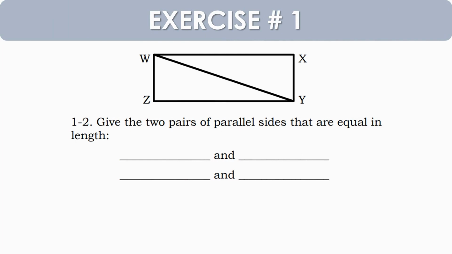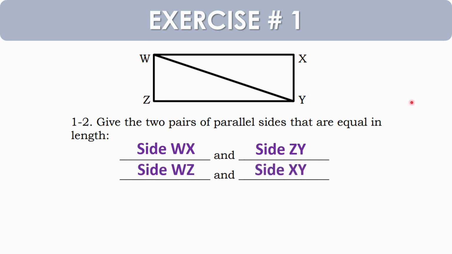Let's have exercise number 1. Points 1, 2. So there are 2 points here. Give two pairs of parallel sides that are equal in length. We have side WX and also side ZY. There's another one, side WZ and side XY.